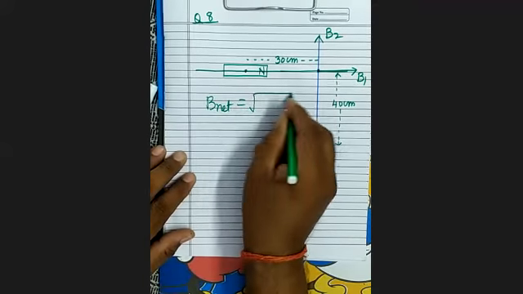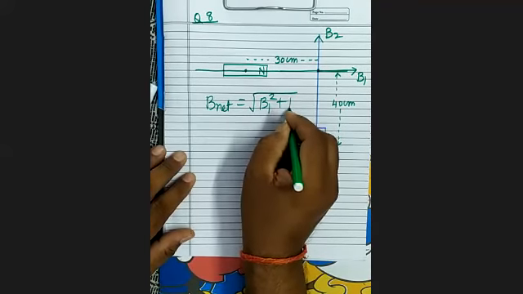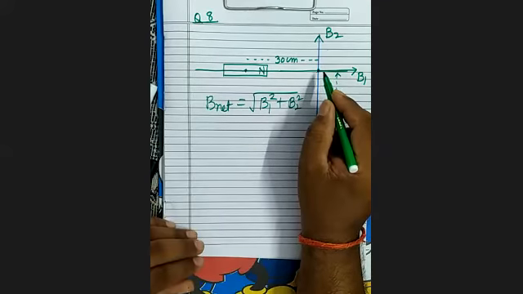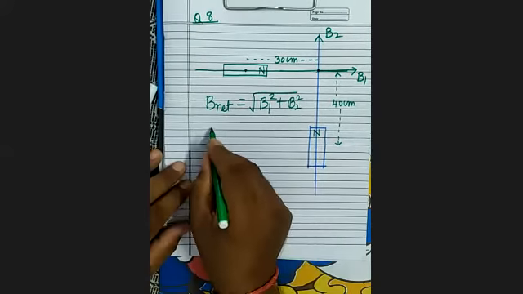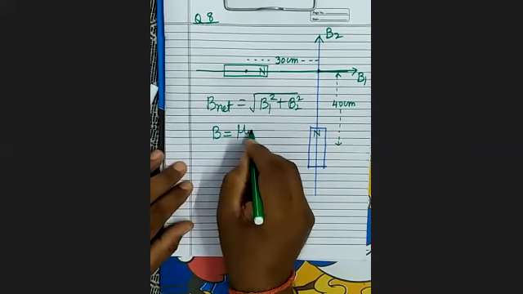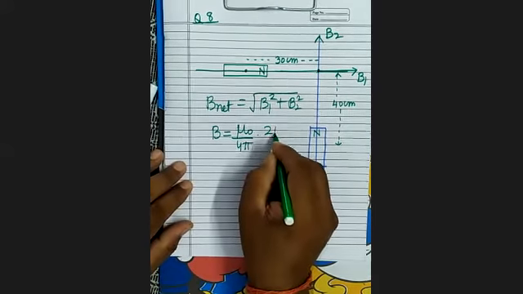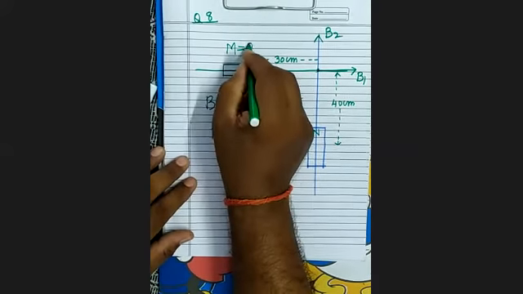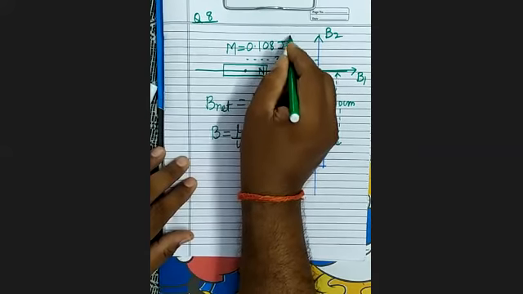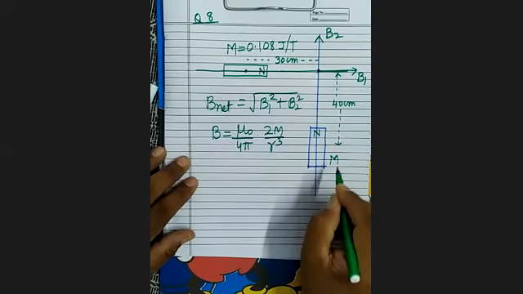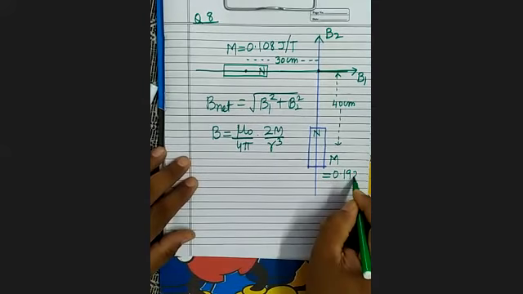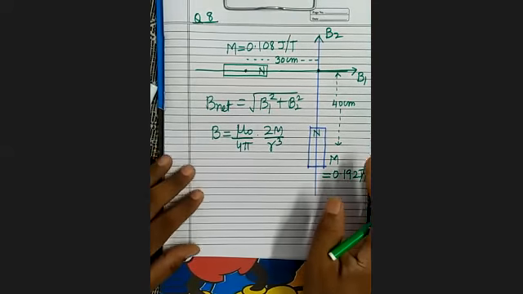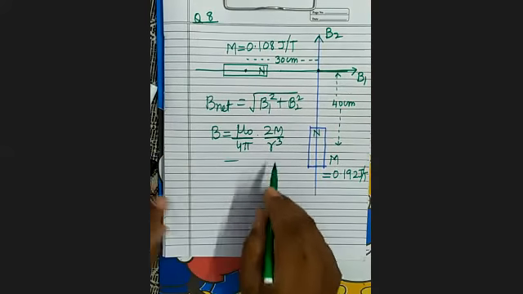What will be the net magnetic field? Net magnetic field will be the square root of B1 square plus B2 square. As the point of intersection lies on the axial position of both the magnets, what will be B? Mu naught upon 4 pi into 2m upon r cube. Here m is given as 0.108 joule per Tesla, and this m is given as 0.192 joule per Tesla. So now everything is given, you can do this.